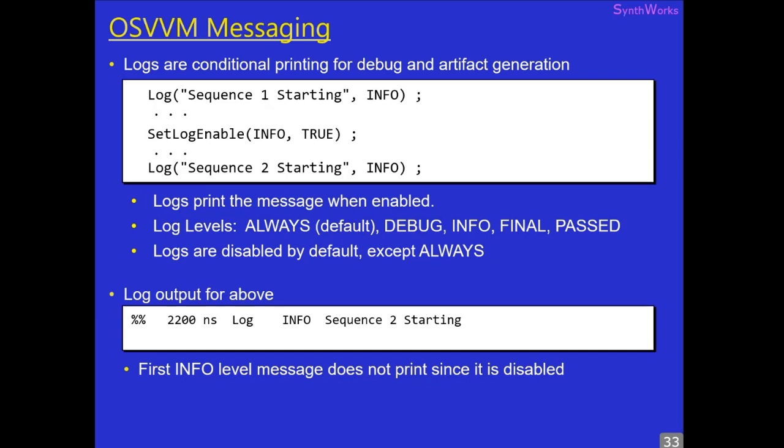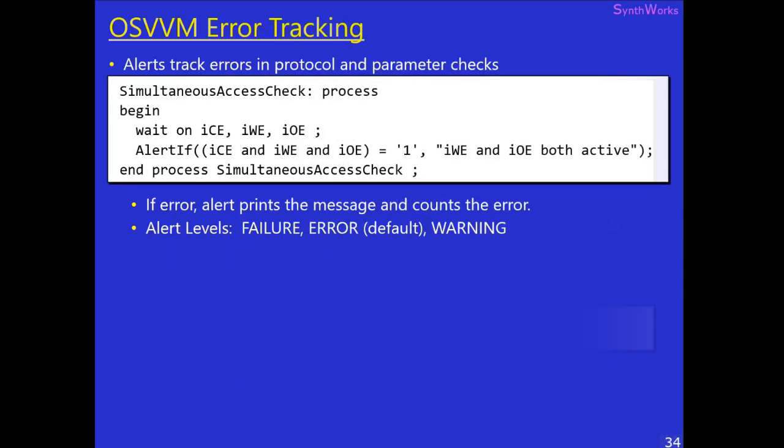So if we run the code sequence above, the first info message doesn't print because it's not enabled yet. It's only the second info message that prints. Okay, error tracking. We have the affirmatives which track errors, but we also have alerts.